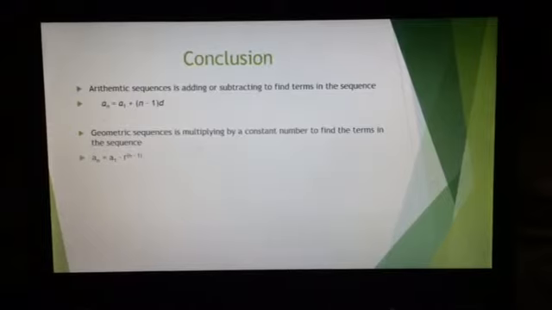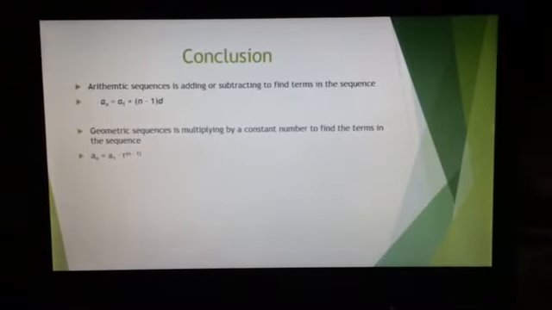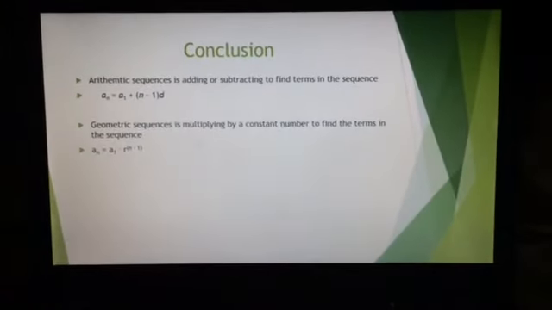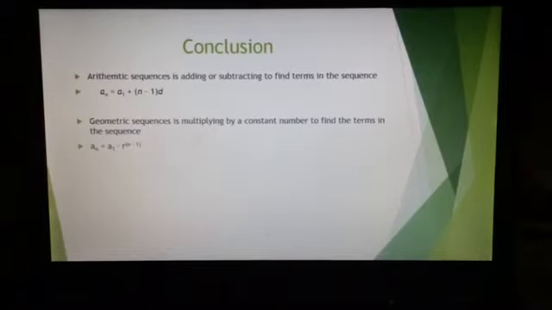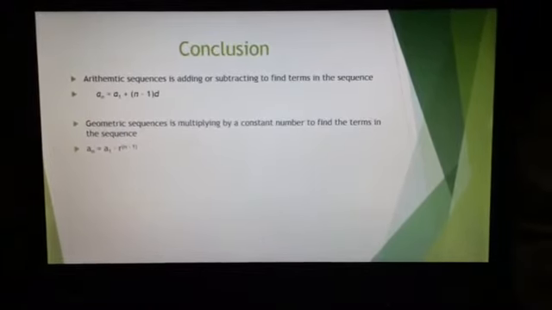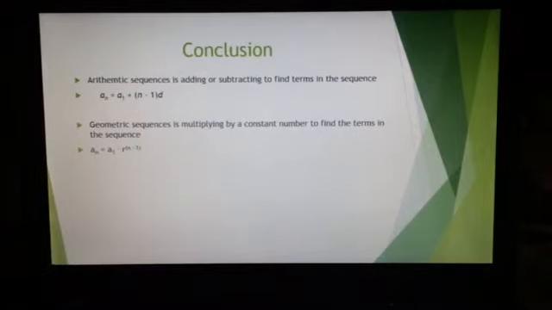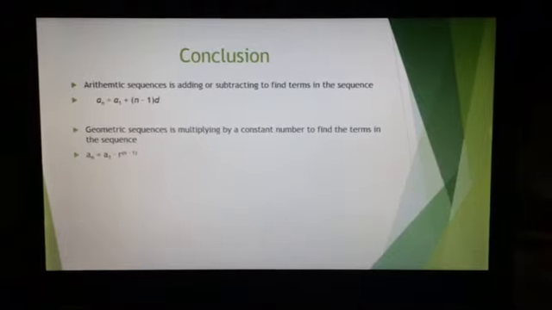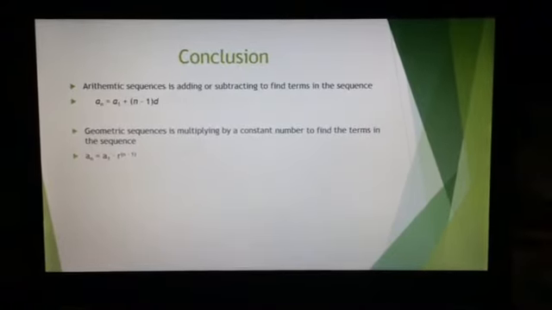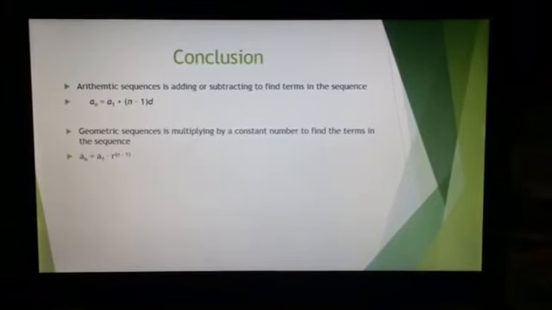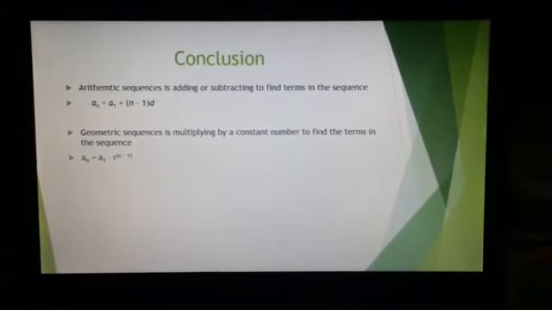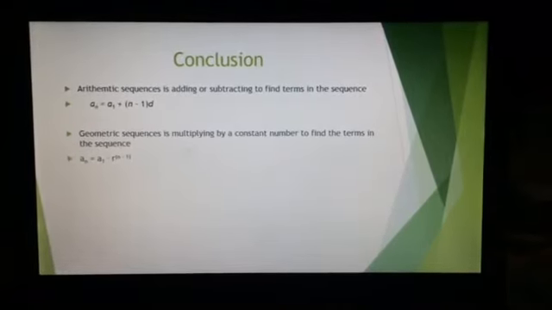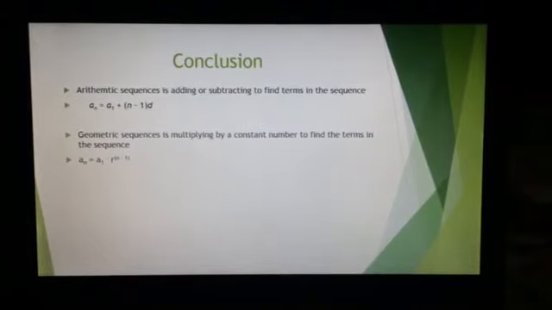Conclusion. In today's lesson, we hoped that you learned that an arithmetic sequence is adding or subtracting to find terms in the sequence, and the equation for that one is a_n equals a_1 plus n minus 1 times d, where n is the number you want, a_1 is the first term in the sequence, and d is the number you add or subtract by. And also a geometric sequence is multiplying by a constant number to find the terms in the sequence, where a_1 is the first term in the sequence, n is the number you want, and the only difference would be the variable r, which is the number you multiply by instead.